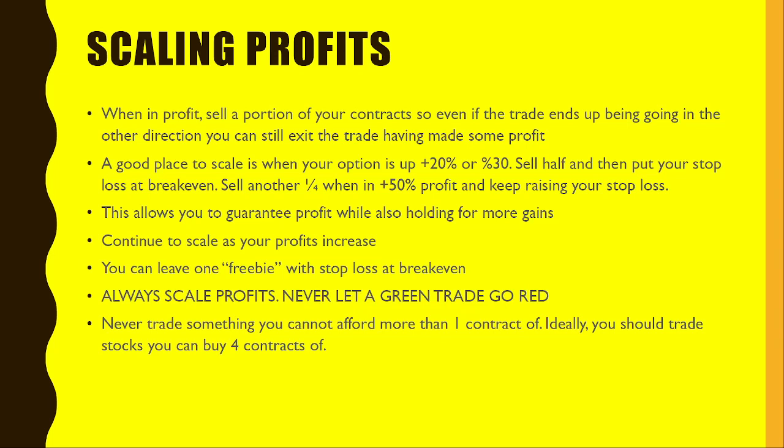So a good place I like to scale is around 20-30%. I'll sell half and then put my stop loss at break even. And then as my profits increase, I keep scaling more contracts. When you're up 50%, you can take another 1/4 of your contracts off, and then you can leave a runner. So you guarantee profit while also holding for more gains.